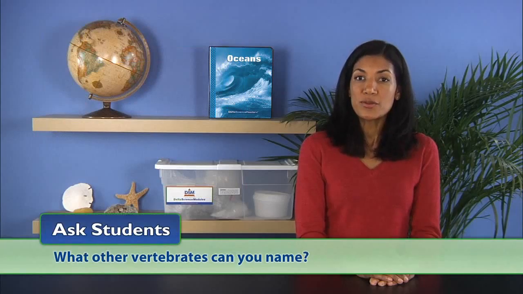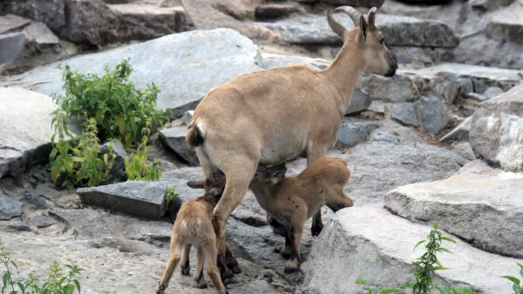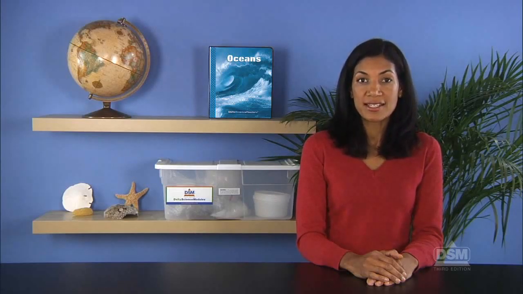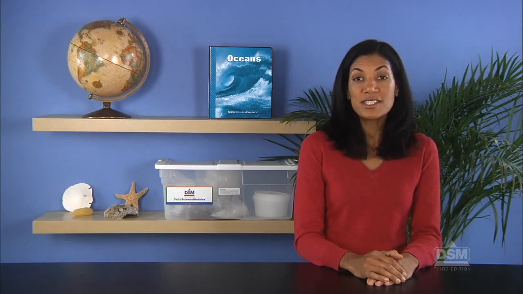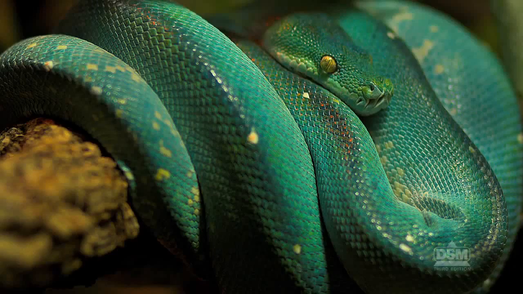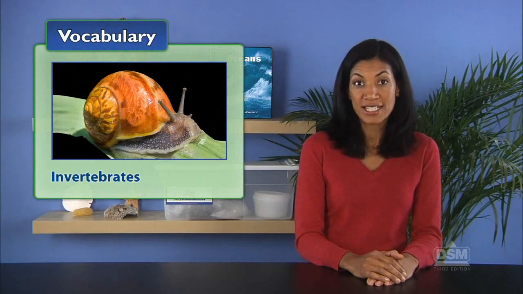Ask students, what other vertebrates can you name? Students may suggest vertebrates such as mammals, birds, reptiles, amphibians, and fish. Inform the class that one way in which scientists classify animals is according to whether or not the animals have backbones or spinal columns. For instance, a vertebrate is any animal like a human, an eagle, a snake, a frog, or a salmon with a spinal column. Conversely, soft-bodied mollusks are called invertebrates because they have no backbones.